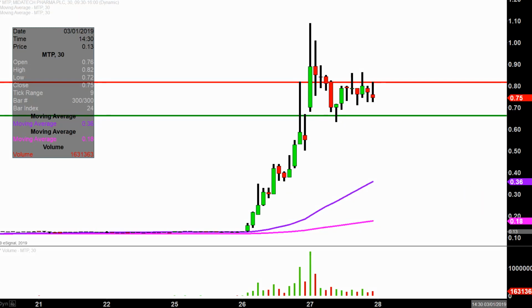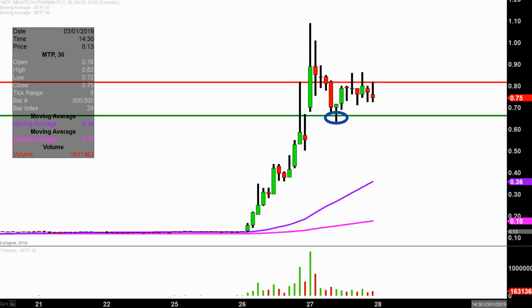Just a classic example here. You could throw this right into a textbook: the level is broken, the price pulls back, and you can see right there it did a great job of holding strong and acting as support. So like I said, a classic example of resistance turning into support.